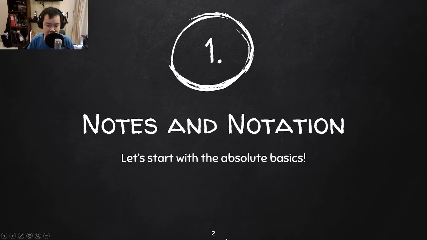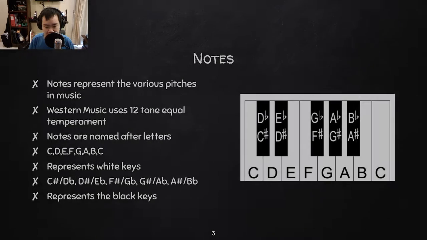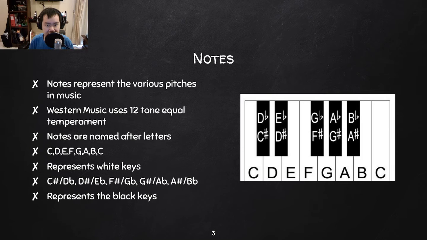So first, we need to talk about notes and notation. These are the absolute basics. What are notes? What is notation? Okay, so notes represent various pitches in music. A note is basically a pitch. And for Western music, at least, we use a system called 12-tone equal temperament.